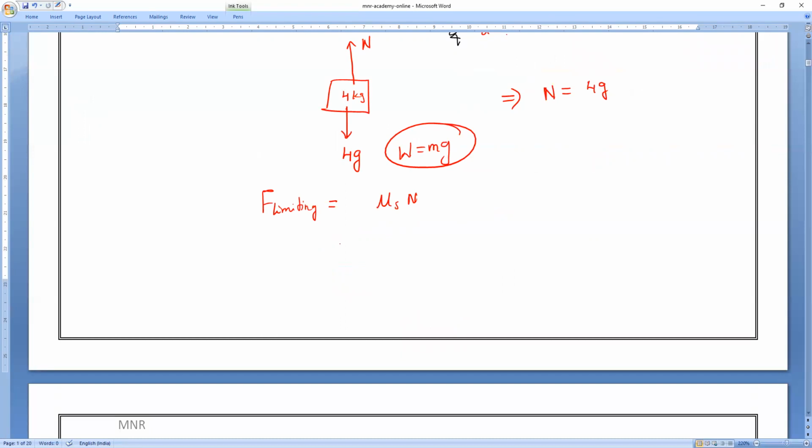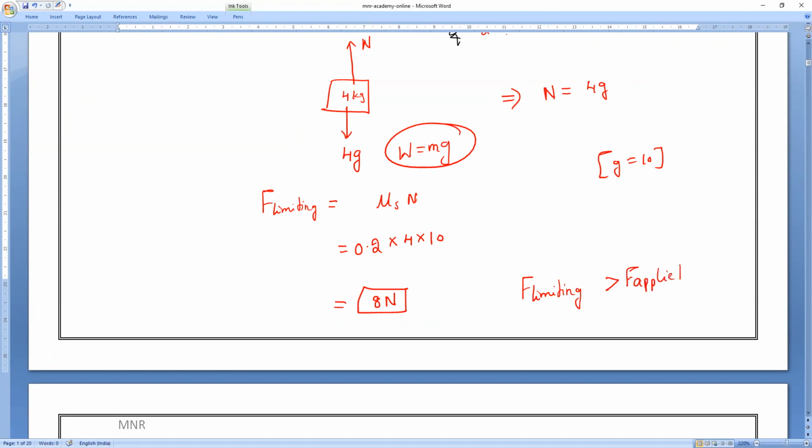F limiting is equal to 0.2 into 4 into g, correct? So 4 into the g value, let me take it as 10. So it is 40 into 0.2, which is 8. Equal to how many newtons, all of you? 8 newtons. So the F limiting is greater than F applied.